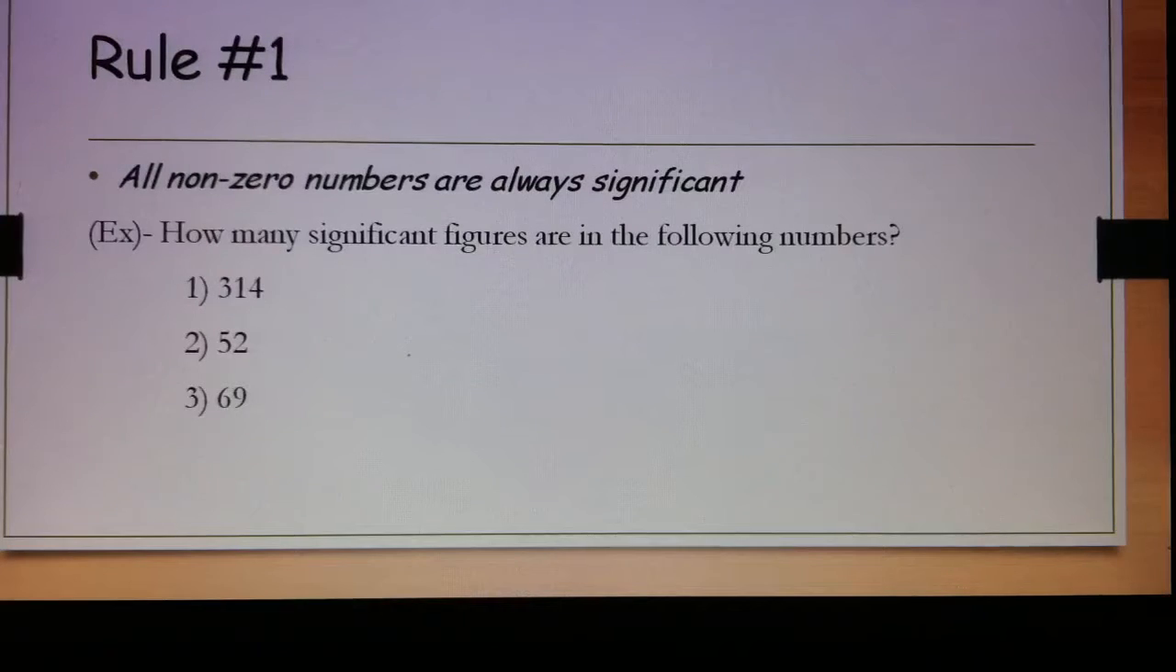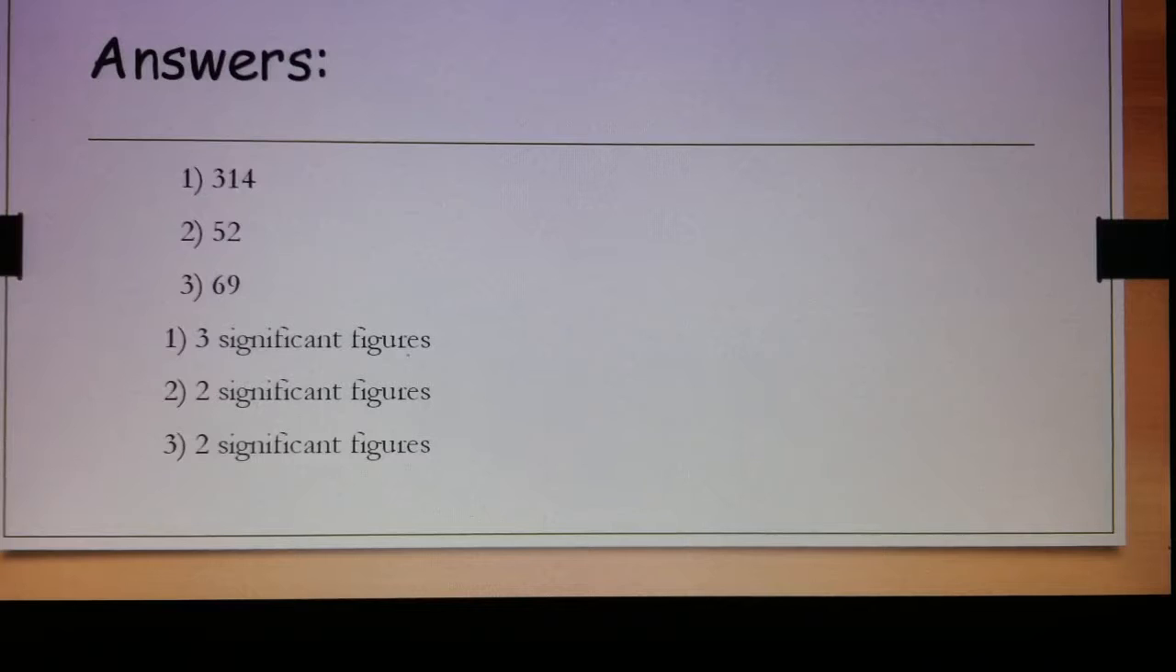And here's an example. How many significant figures are in the following numbers? The first one's 314, second one's 52, and number 3 is 69. Okay, I'll give you a little bit of time to figure those out. Okay, here are the answers. So the first one, 314, all of them are significant. There's three digits, and all three digits are significant because none of them are the number zero. And number two and three, same thing. Both digits are not zero, which makes them significant.